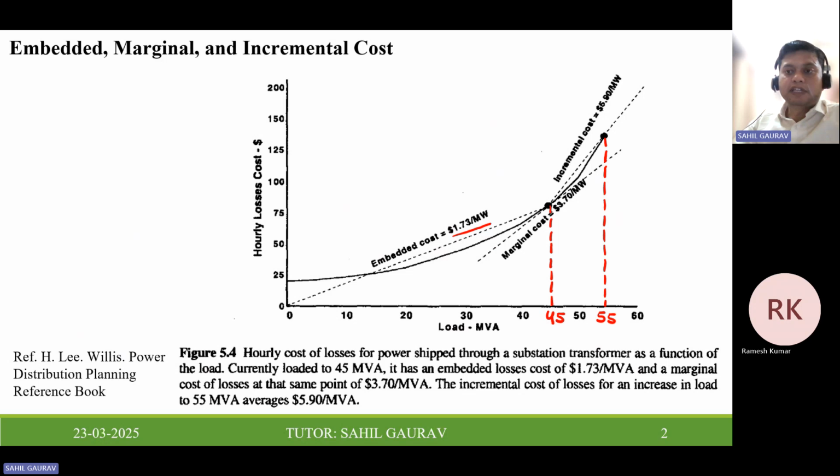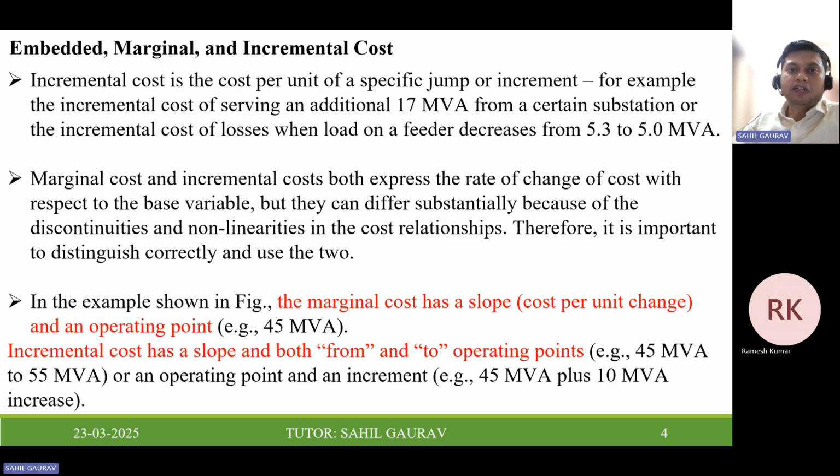Here we have an increment of 10 MVA, and that can be variable. You can see what the incremental cost would be if this substation is serving an additional 17 MVA at that operating point, or the incremental cost of losses when load on the feeder decreases. It is not necessary that it should always increase. It may decrease, for example from 5.3 to 5.0 MVA. This is just an example.